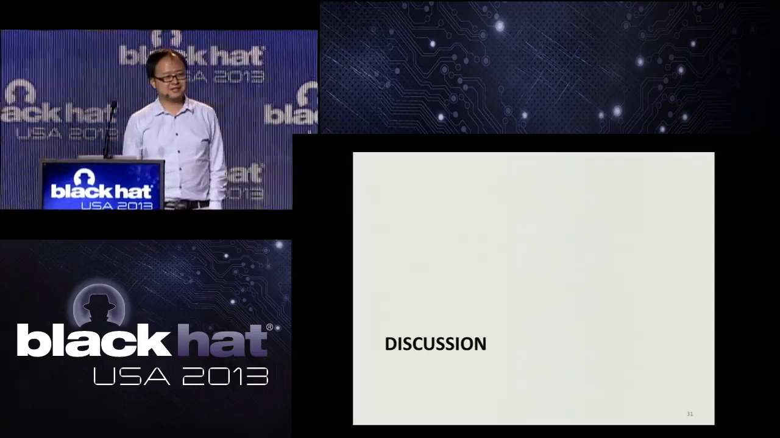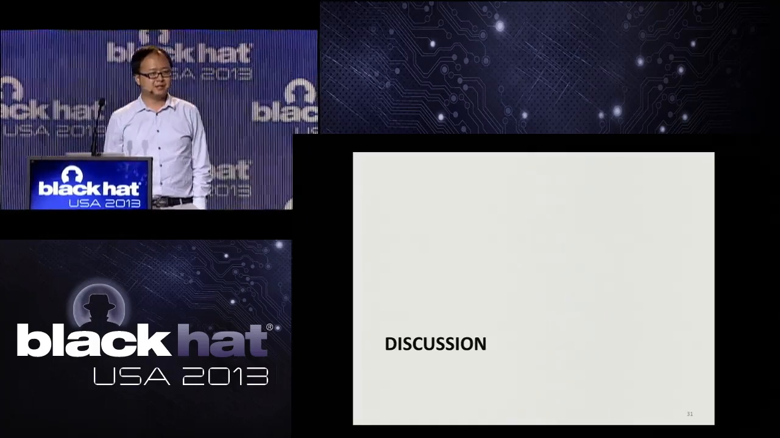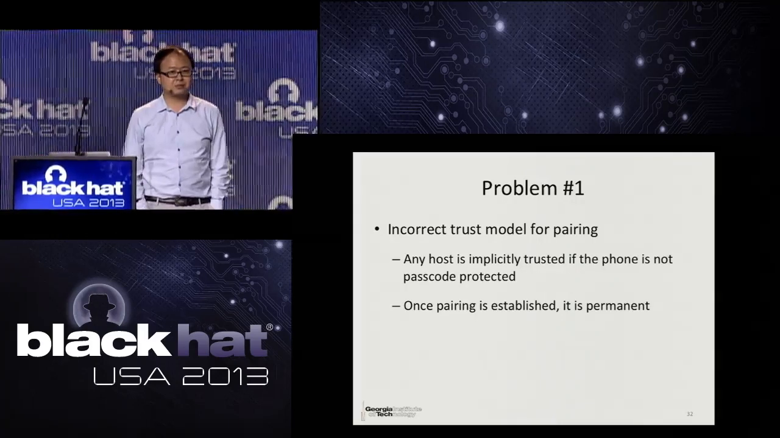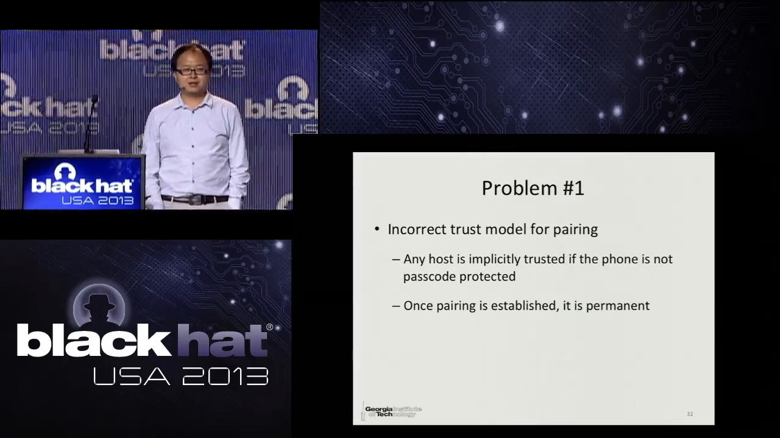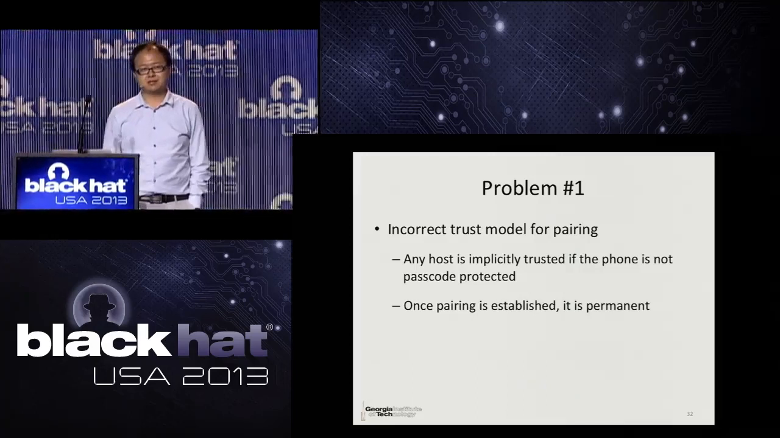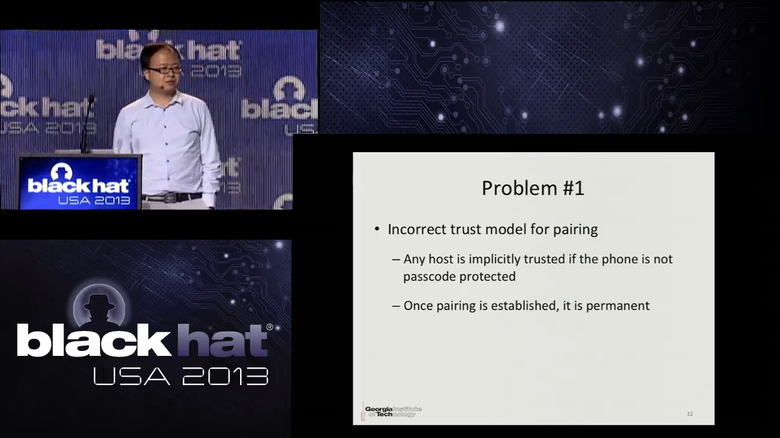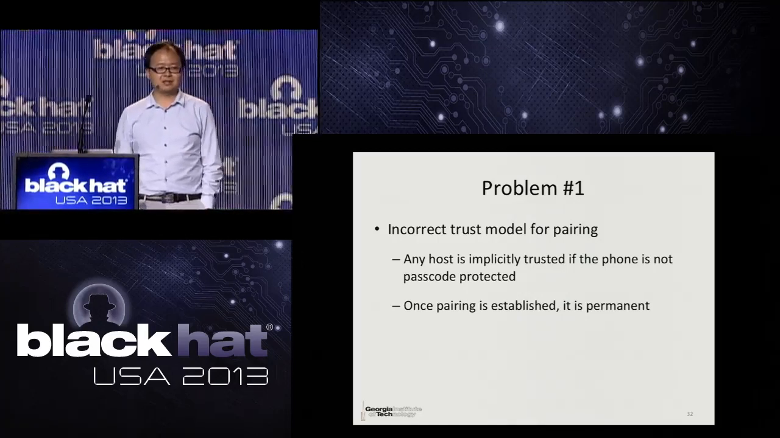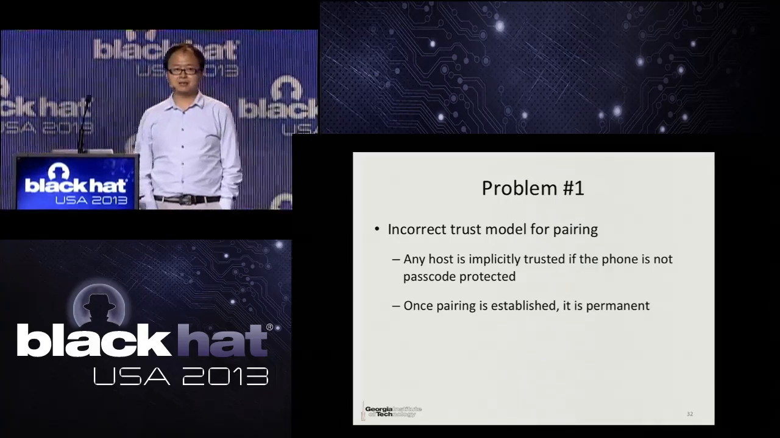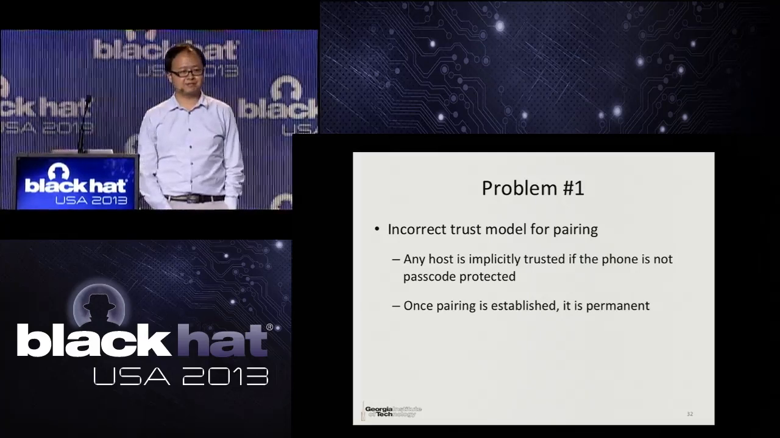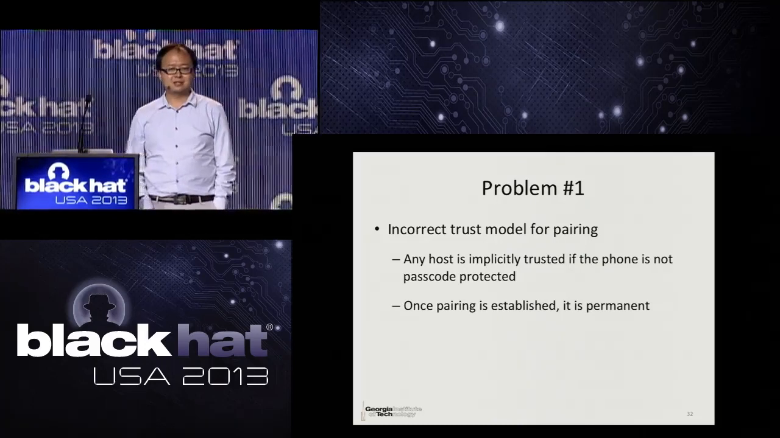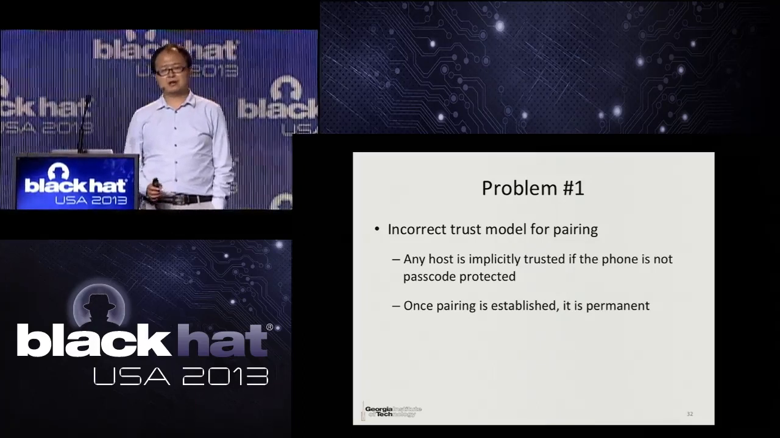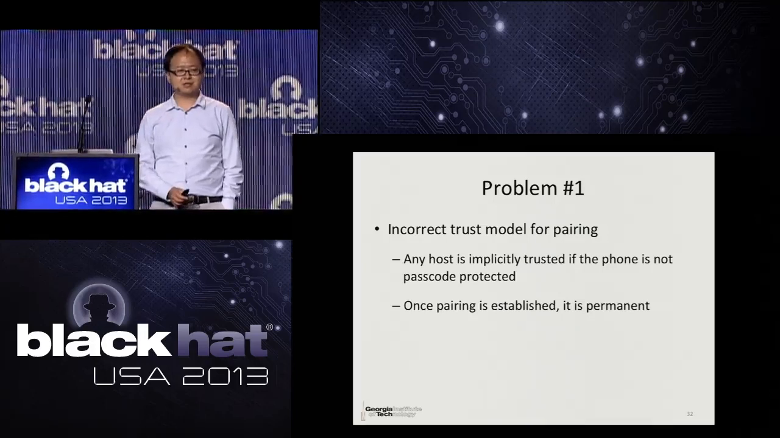Okay, now let's discuss some problems we found during this research and some proposed potential countermeasures. Problem number 1, incorrect trust model for pairing. The current trust model used by iOS is that any host is implicitly trusted if the device is not passcode locked. However, as we have shown in our attack, the host can be malicious. It can be a Mactans charger or simply a PC or Mac infected with malware that can also infect an iOS device. A minor problem with pairing, as we already mentioned, is that once the pairing is done, it's permanent. More specifically, after the key exchange has finished, the host can continue talking to the device even if the device is passcode locked again.